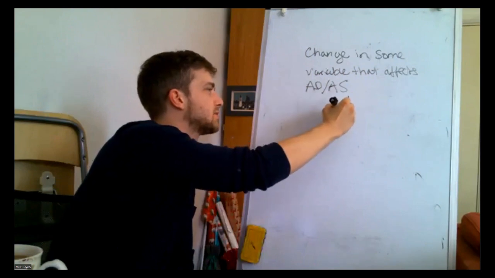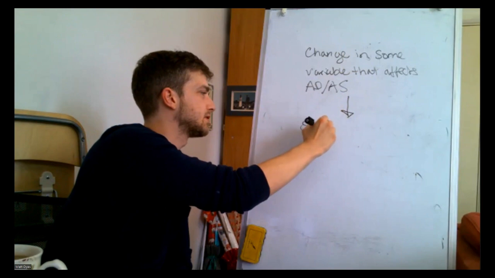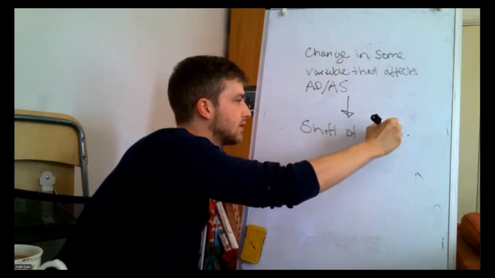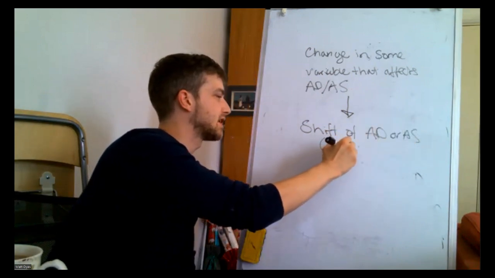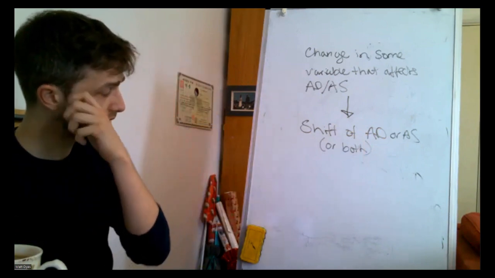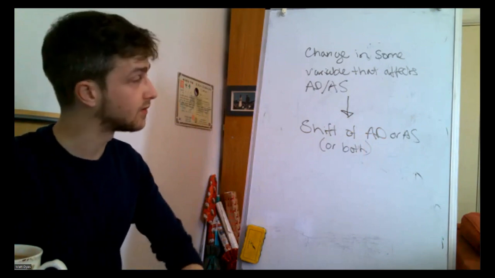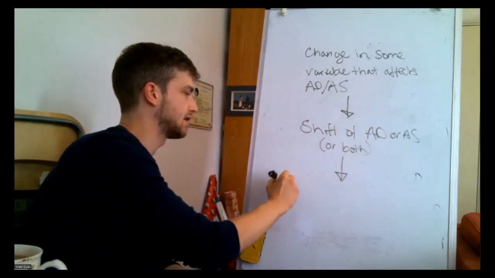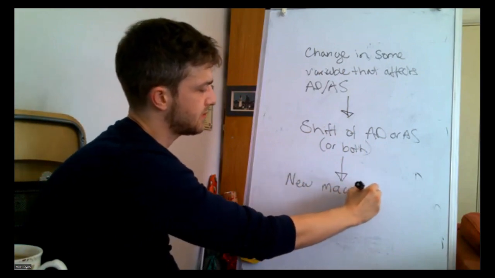So you're normally going to be starting with changing some variable that affects AD/AS. This will lead to a shift of AD or AS. If you're very adventurous, a bit like micro, you can do double shifts in your answers, talking about a shift in one and a shift in the other at the same time, but you have to be quite confident with what you're doing. Then that creates a new macroeconomic equilibrium.